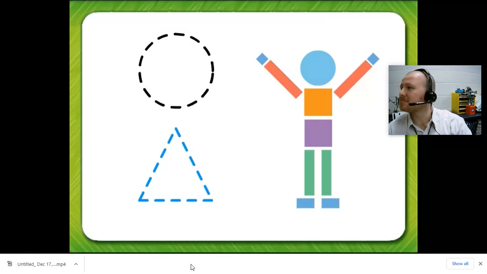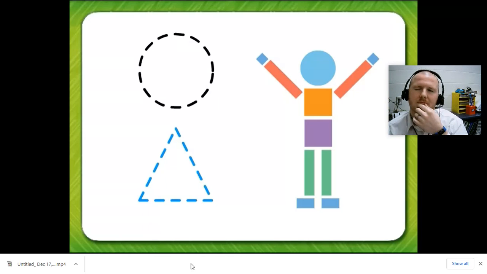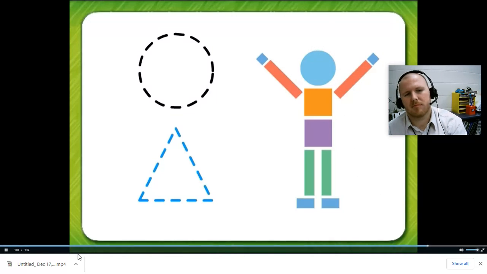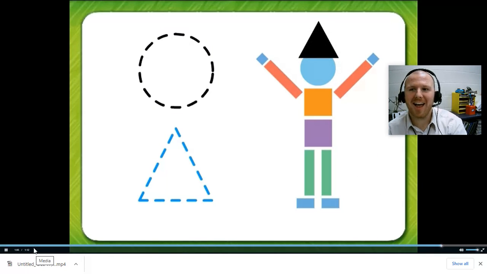Now, the shape person needs a hat. Which shape should we use? Let's try the circle. Let's try the triangle. Hey! The triangle is perfect.